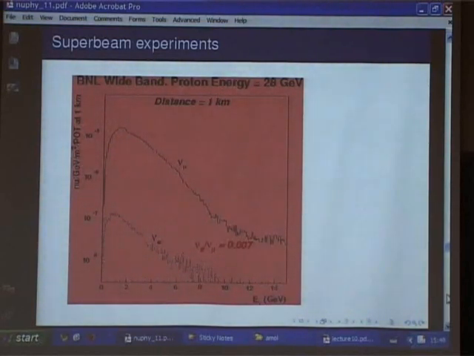When you hit the target with protons, you just produce lots of random particles. You get pions, you get kaons, you get delta particles. But mainly you get pions and kaons because they are very light. Pions and kaons decay, and in decay they make neutrinos.